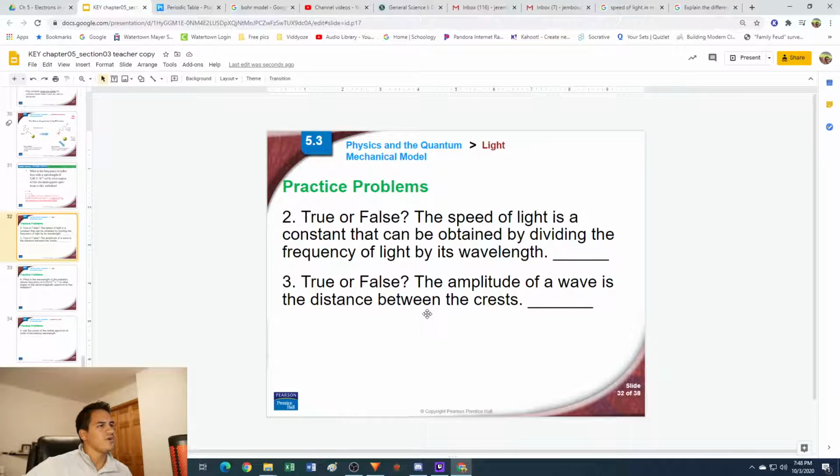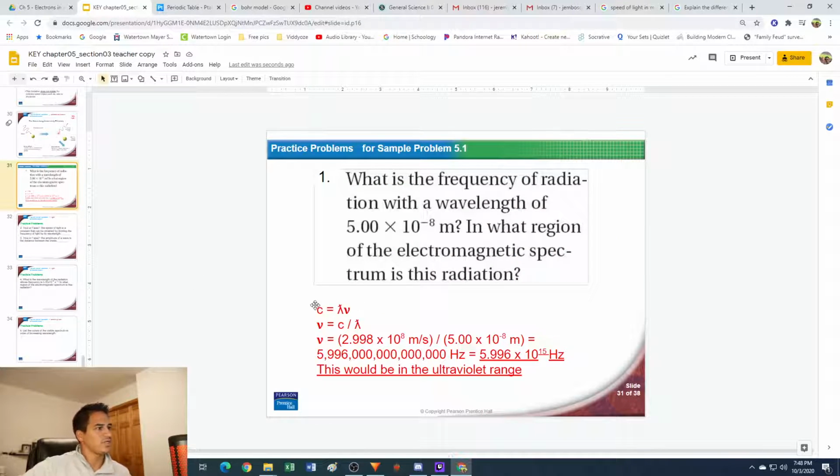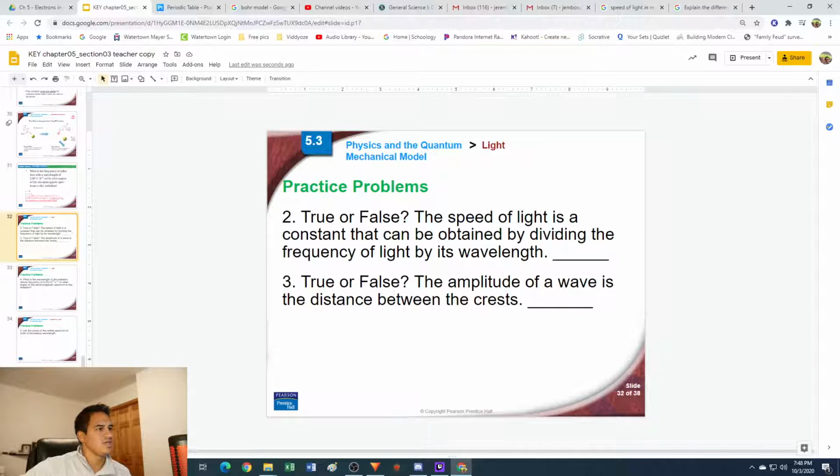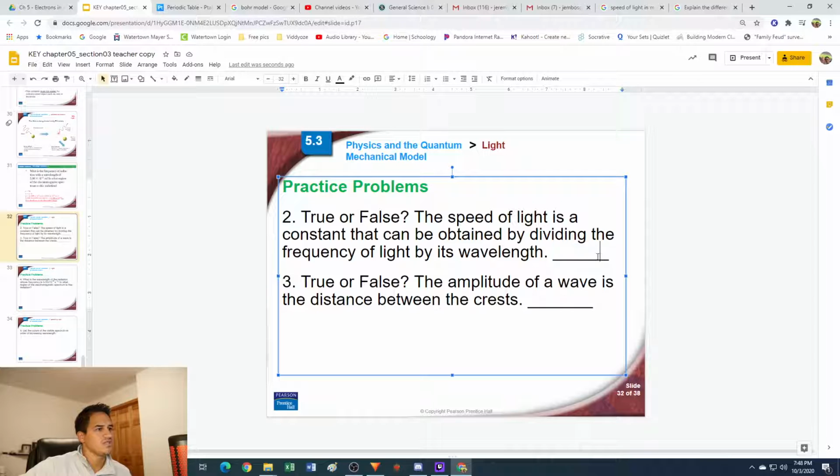Number 2, true or false? The speed of light is a constant that can be obtained by dividing the frequency of light by its wavelength. This is false, because we have the equation right here. The speed of light is obtained by taking the wavelength times the frequency, not taking the frequency divided by wavelength. So this is false.